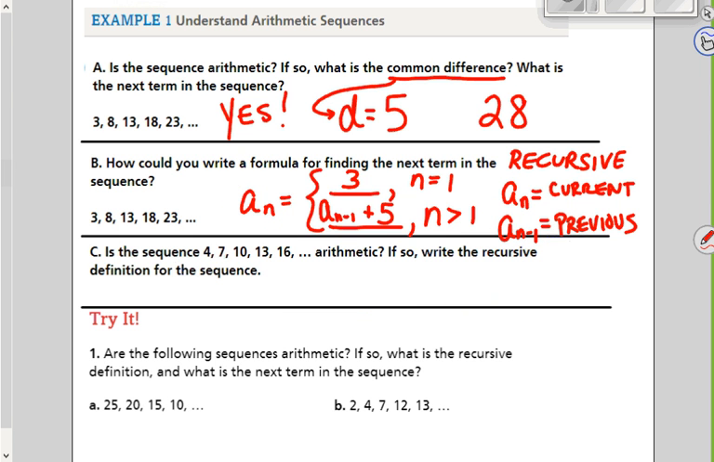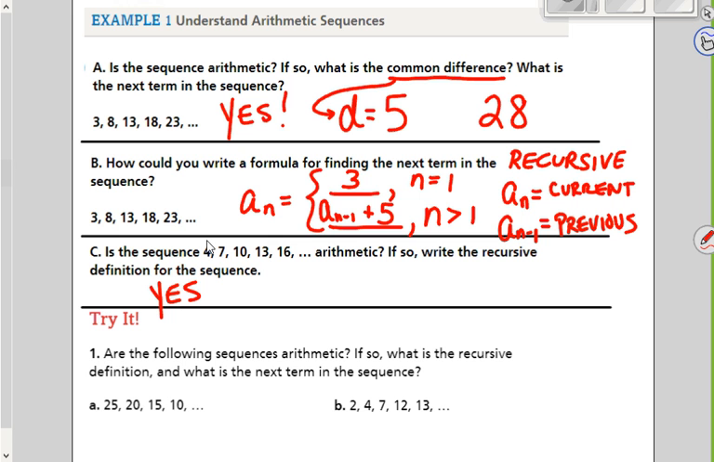Right, to part C. Is this sequence arithmetic? And if so, write the recursive definition. So we're looking for this growth or decline. It might be growing or shrinking. This one goes up by 3 plus 3 plus 3 plus 3. So the answer to this is yes. If so, write the recursive definition. It doesn't say what to do if not. If it's not, you just say no, and you move on with your life. You're not going to write the formula if it's not arithmetic.